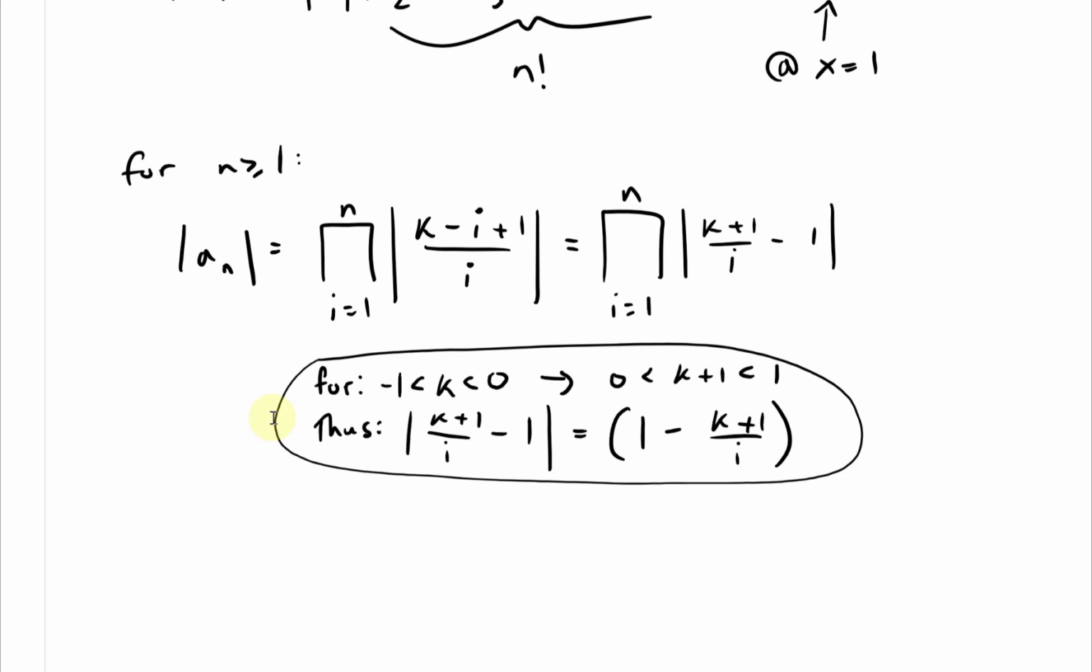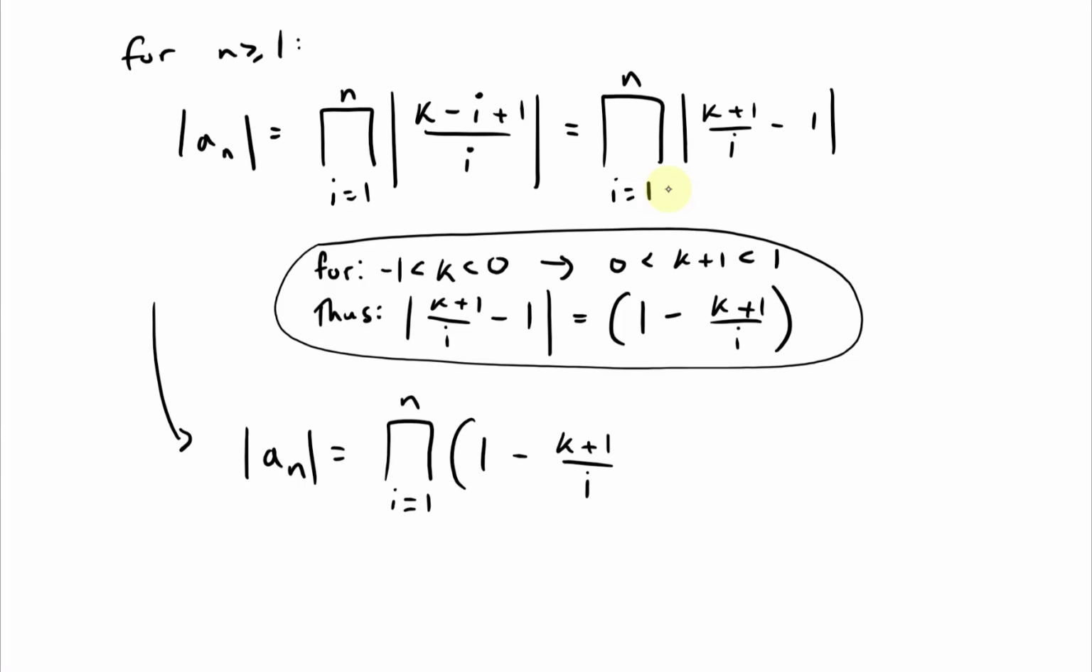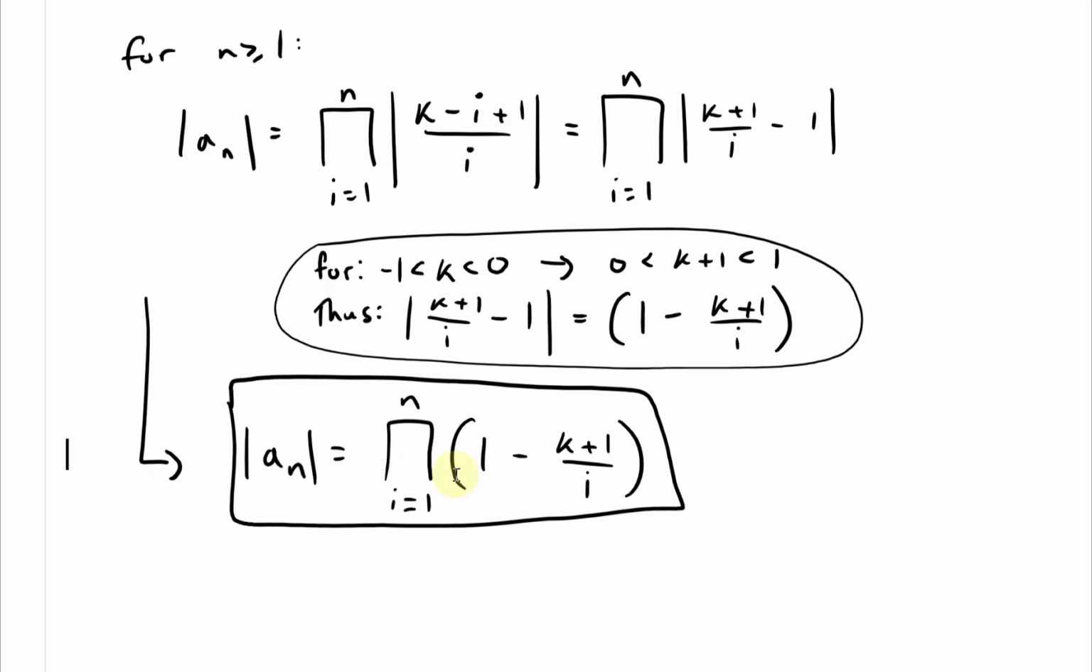Now that we have that, let's write down our an without the absolute value sign in the pi product notation. So we have the absolute value of an equal to the pi product from i equals 1 up to n of, in brackets, 1 minus k plus 1 over i, and close the bracket like that. And here I quickly fixed up this arrow and this box. So yes, that's what we have.